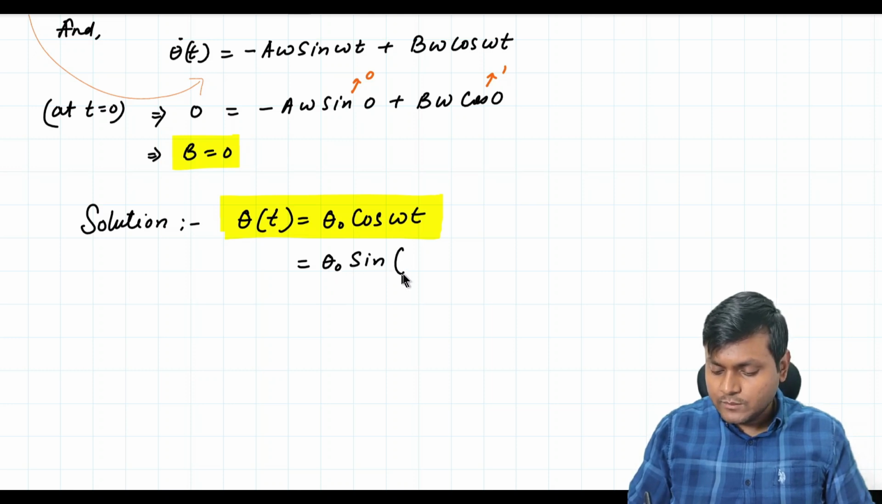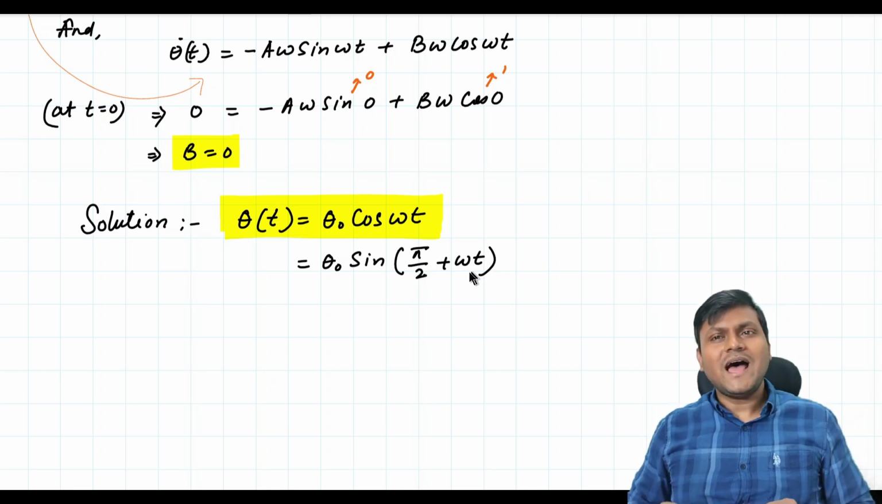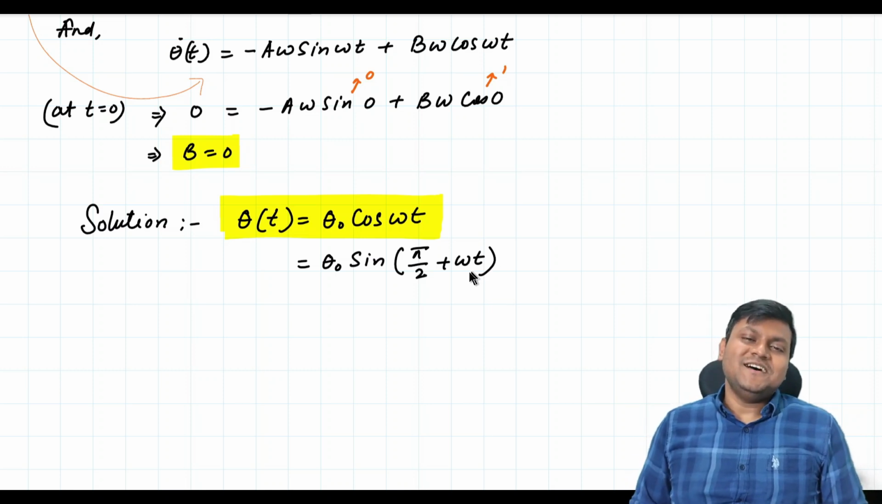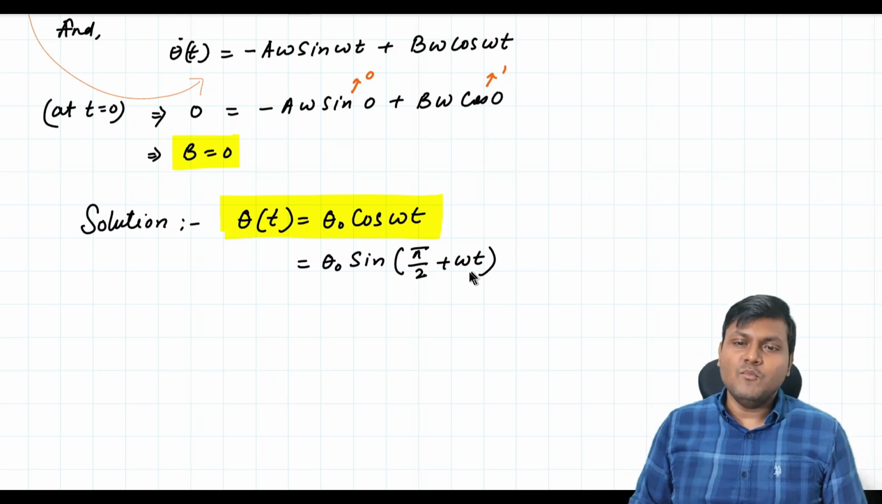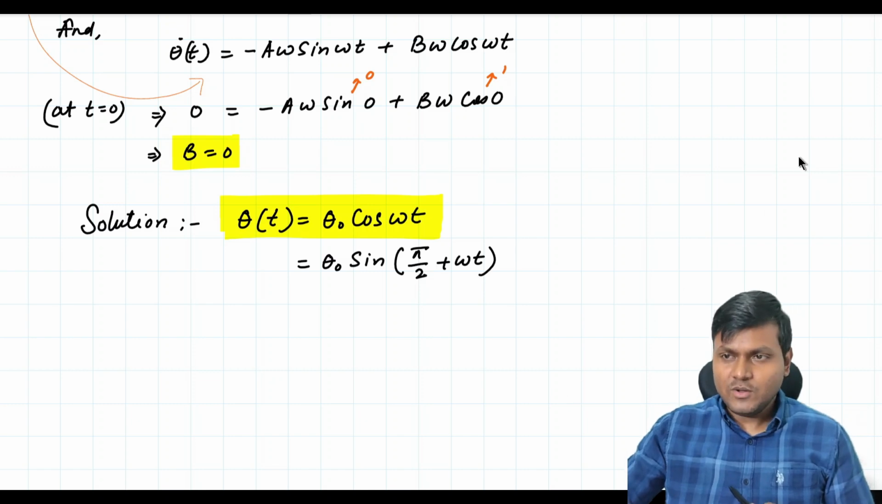Cos omega t is nothing but sine pi by 2 plus omega t. So what I end up getting is a simple harmonic motion. I end up getting a sinusoidal trajectory. We can look at it graphically.